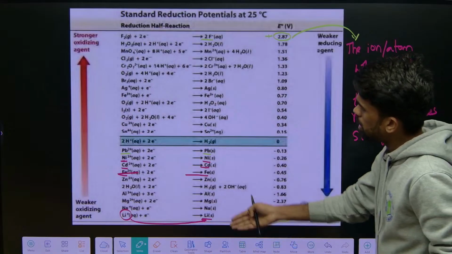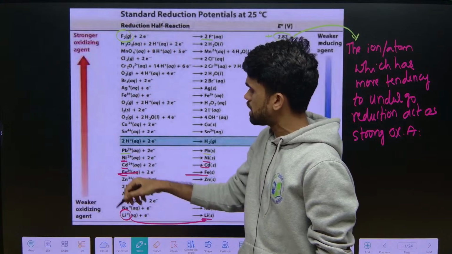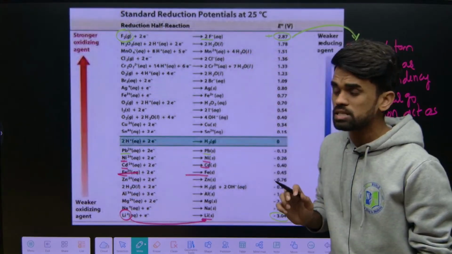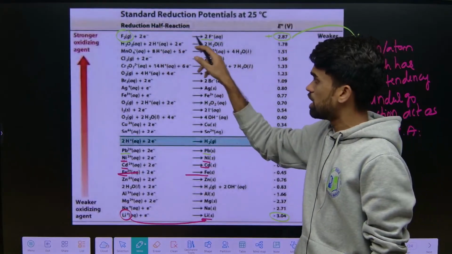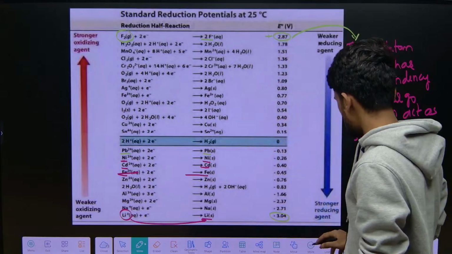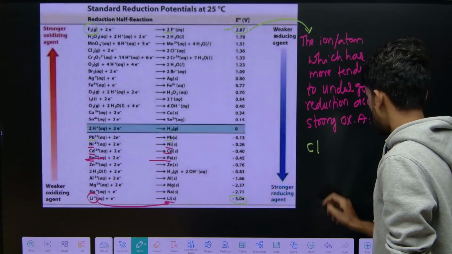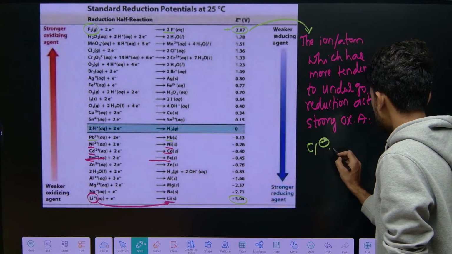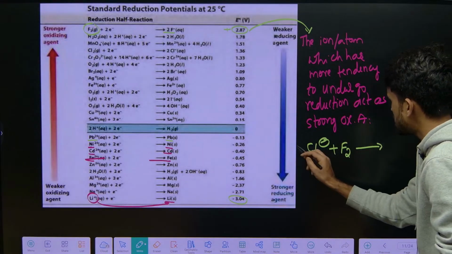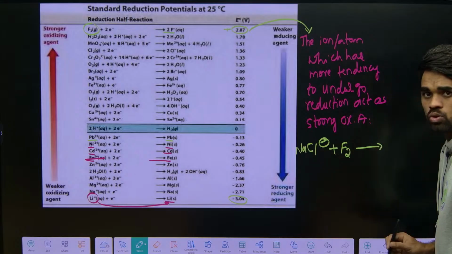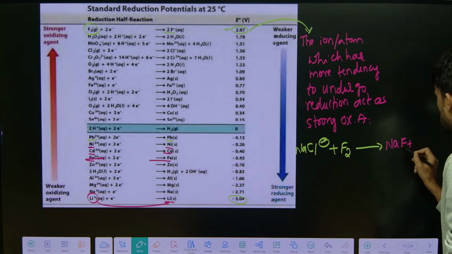Now, out of these species, which is the strong oxidizing agent? F₂ is the strongest oxidizing agent in this table. Why? Because this species undergoes reduction and oxidizes others. For example, I am treating chloride ion, as in NaCl, with F₂, the fluorine molecule. Now it becomes NaF plus Cl₂.